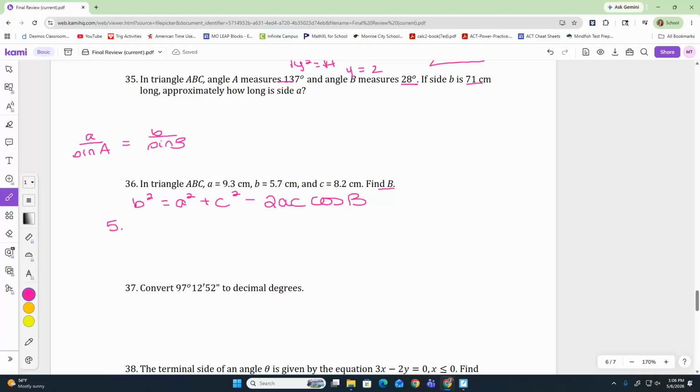And then if we plug in, we get 5.7 squared equals 9.3 squared plus 8.2 squared minus 2 times 9.3 times 8.2 cosine of B. And remember, we pretty much exclusively did this on our calculator, didn't we? So we could type in the 5.7 squared. We're going to subtract over 9.3 squared and 8.2 squared. And what will we have to do with all of this stuff? Divide. Are you guys okay if I just do all of that at once?